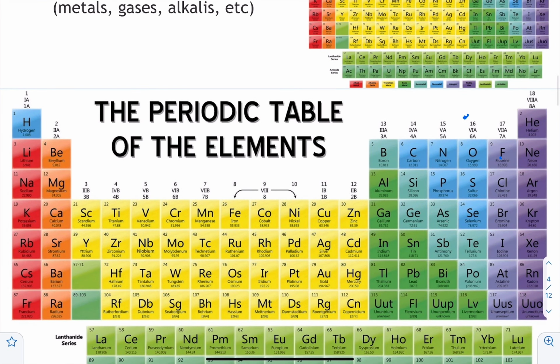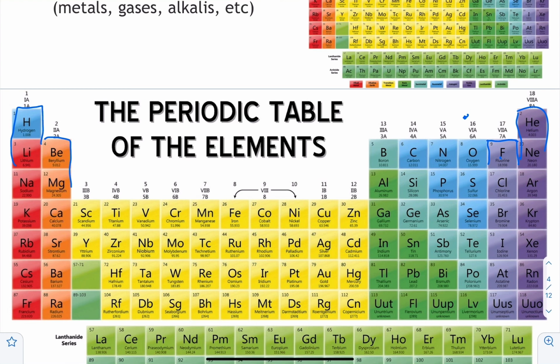For example, you have here the first column, which is metals. The second column too as well, which is metals. And then you have the last column, which are gases, going down. And then you have here group 17, which is the halogens, fluoride, chloride, bromine, iodine.